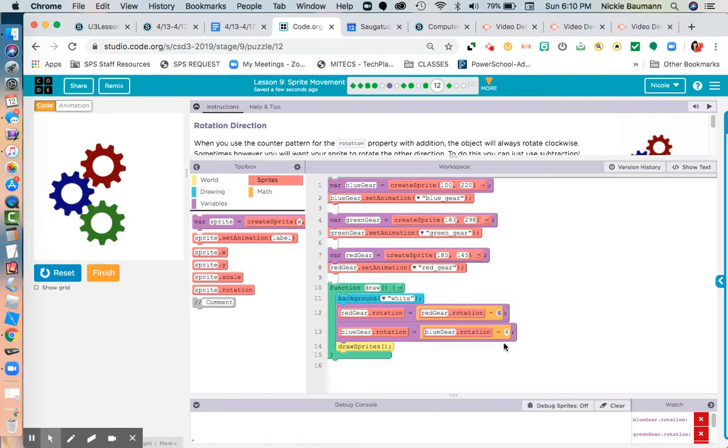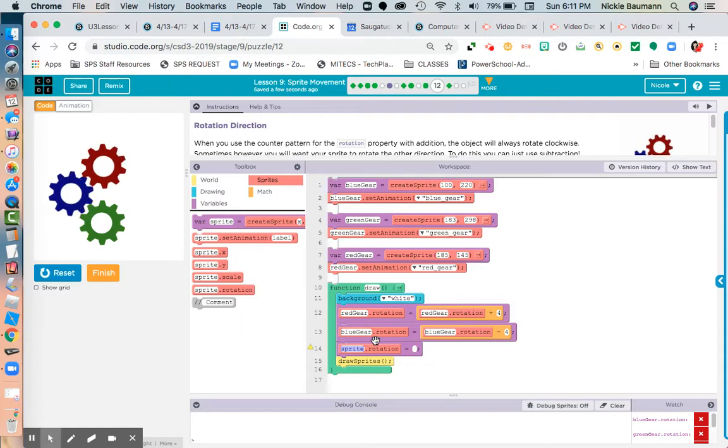So now let's go back to the green gear. So again, we're dealing with green gear and we're dealing with rotation, just like the directions say. That's the only thing we're dealing with. We're not moving the gear left or right, up and down. We're just rotating it, like by degrees.